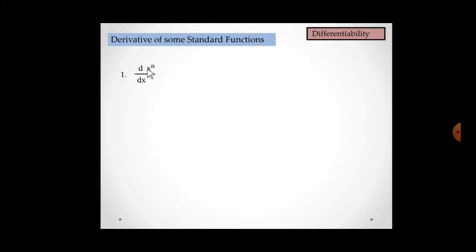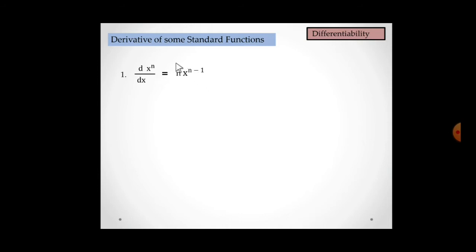The derivative of this function, d by dx of x raised to n, is given by n into x raised to n minus 1. Remember how to write the derivative of x raised to n as n into x raised to n minus 1. x raised to n functions means functions like x square, x cube, x raised to 10, or any fraction like x raised to 3 by 2, x raised to 2 by 3, x raised to 4 by 3. The derivative of such functions follows this formula, n into x raised to n minus 1.